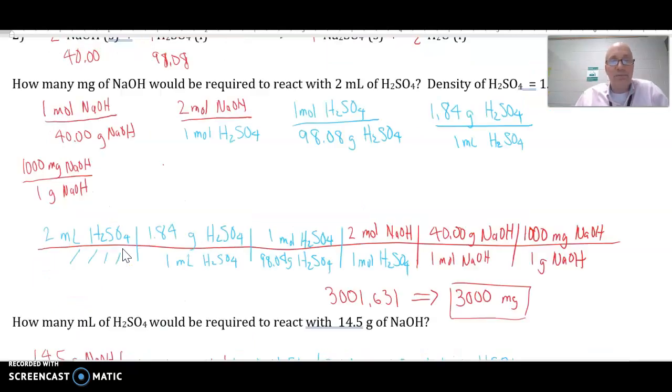All right, so starting off with what the problem provides, 2 milliliters of H2SO4, and I can take that, and you have 1 milliliter per 1.84 grams. That comes from this relationship right here. All right, you can then insert this relationship right here. Notice we're always keeping the unit and the of what matching diagonally from each other.